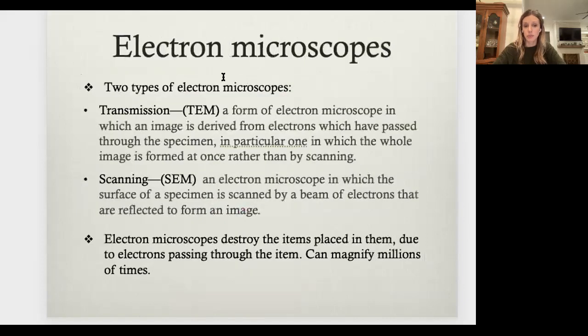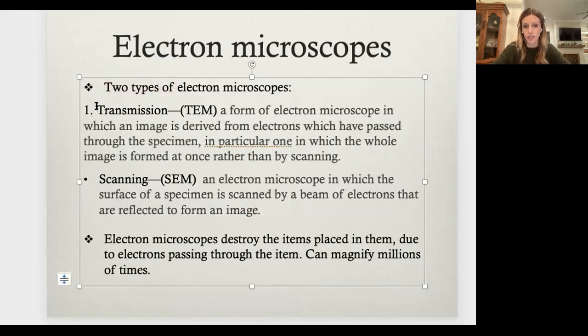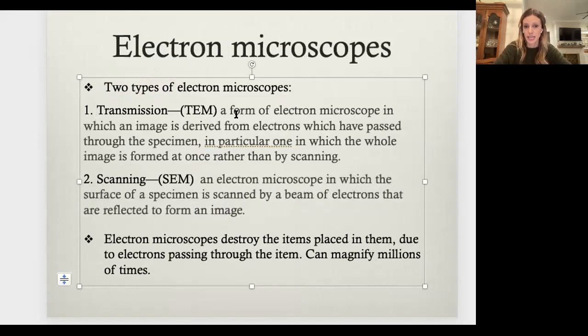Okay, electron microscopes. There are two different types of electron microscopes. You're going to have a transmission electron microscope and a scanning electron microscope. So electron microscope, two types. You're going to write this down. One is transmission. Two is scanning.